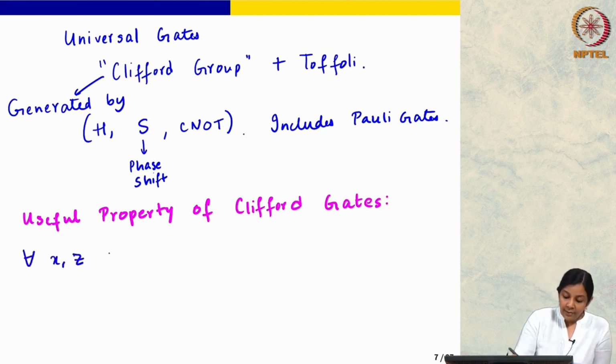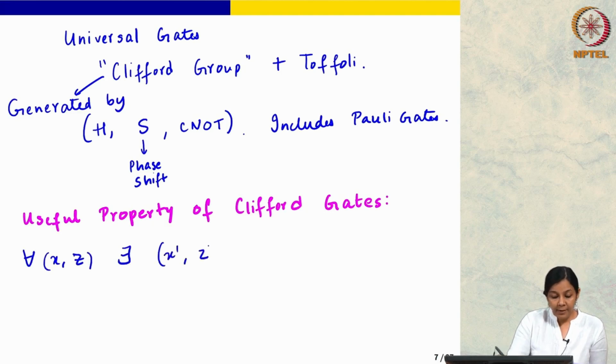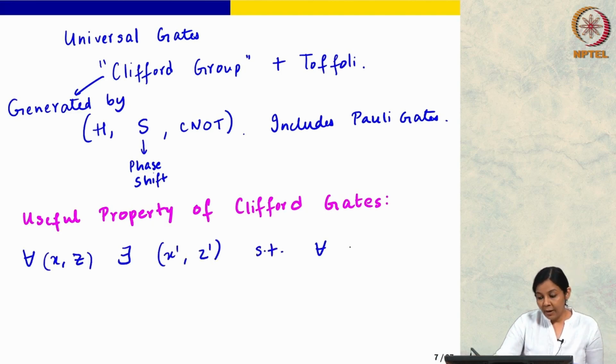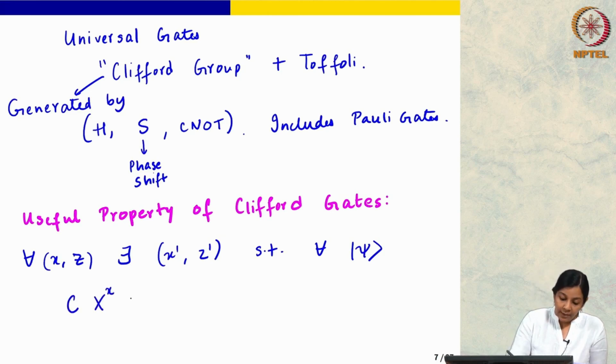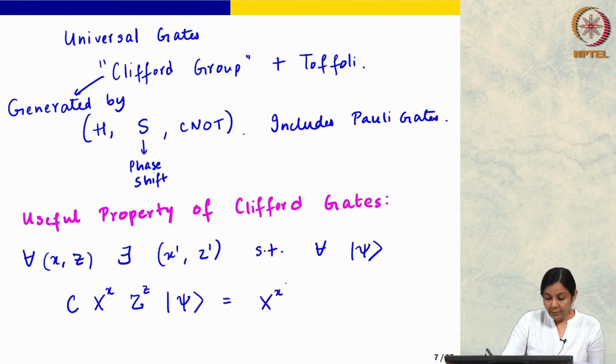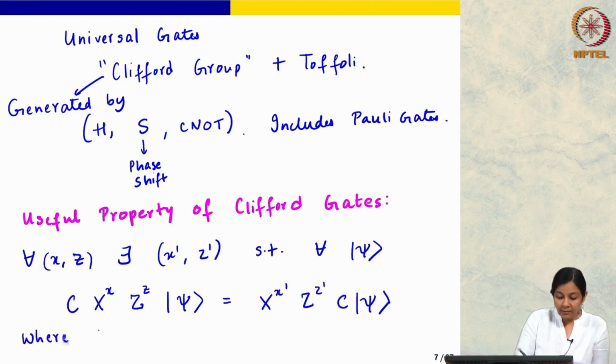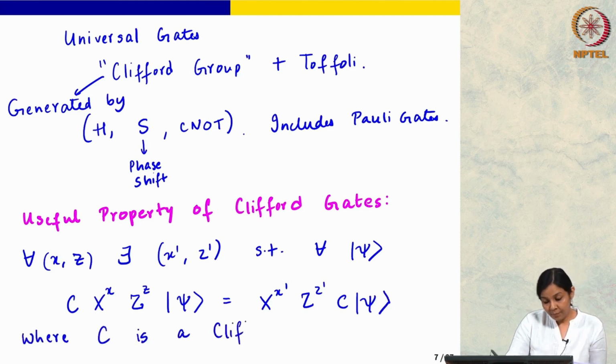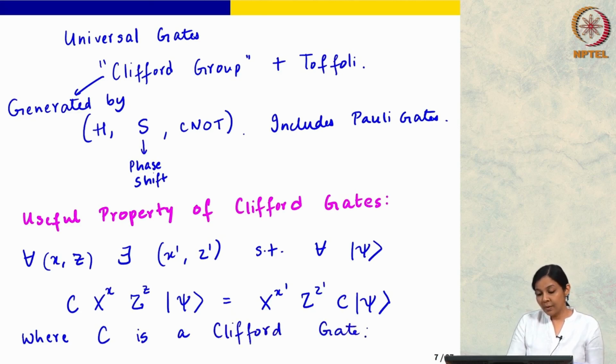For all x, z, there exists an x prime, z prime such that for any state psi, C of X to the x, Z to the z of psi is equal to X to the x prime, Z to the z prime, C psi, where C is a Clifford gate. Okay, so this is just a fact.